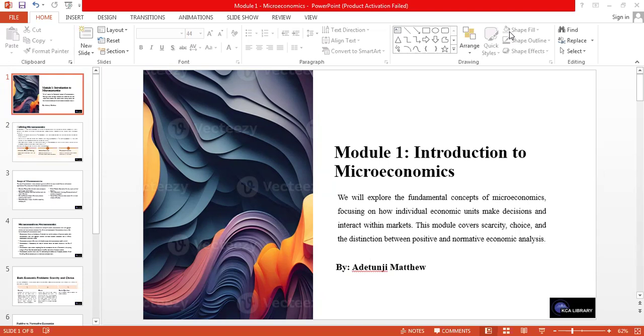Introduction to microeconomics. In doing this, we will try to explore the fundamental concepts of microeconomics. We will focus on how individuals and economic units make decisions and interact within markets, and also cover the concept of scarcity, choice, and the distinction between positive and normative economic analysis.